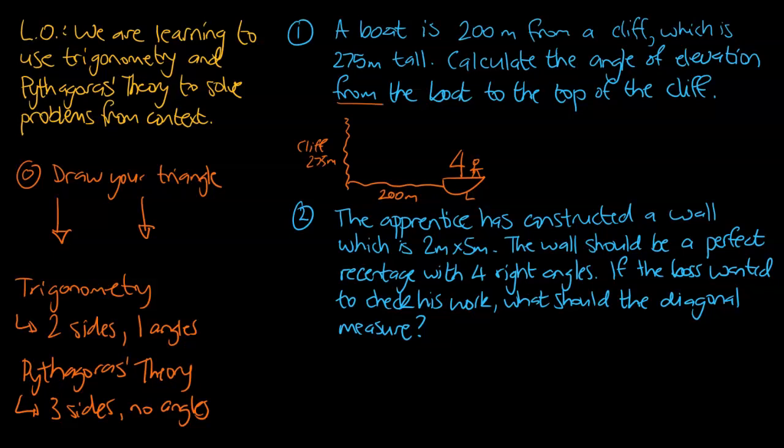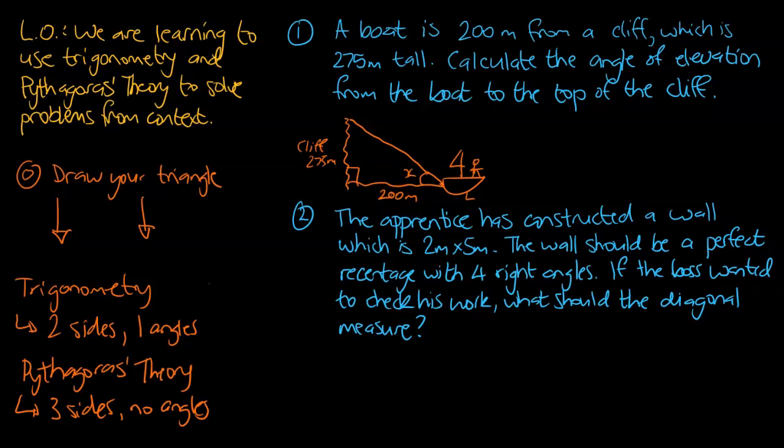Calculate the angle of elevation from the boat to the top of the cliff. So we're from the boat going to the cliff, and we're trying to find out the angle of elevation, which is the angle going upwards. So as we're trying to calculate that can be our unknown x. And hopefully you can see that there should be our right angle, and you can see a triangle coming up from our diagram. Once we've got our triangle drawn, we now need to figure out, am I going to be using trigonometry, or am I going to be using Pythagoras' theory? And I can see I've got two sides with one angle, so that's an indicator that I'm going to be using trigonometry. So let's get into that.